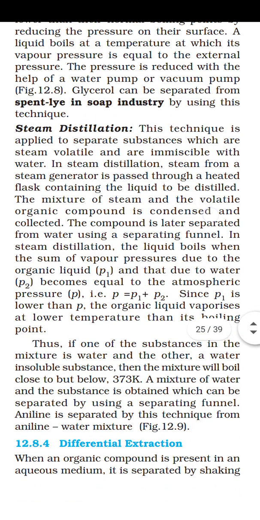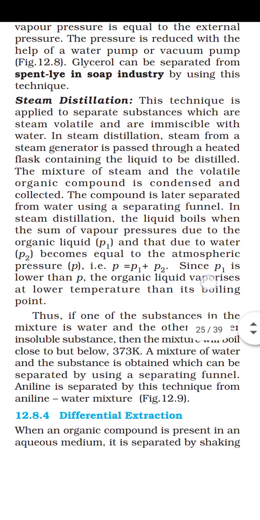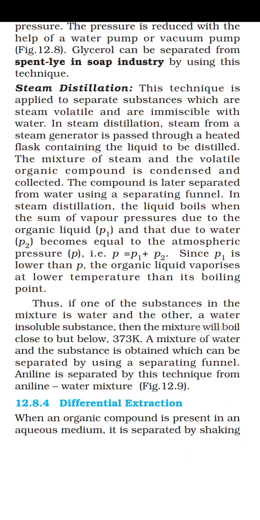Next is steam distillation. This technique is applied to separate substances which are steam volatile and are immiscible with water. In steam distillation, steam from a steam generator is passed through a heated flask containing the liquid to be distilled. The mixture of steam and the volatile organic compound is condensed and collected. The compound is later separated from water using a separating funnel.